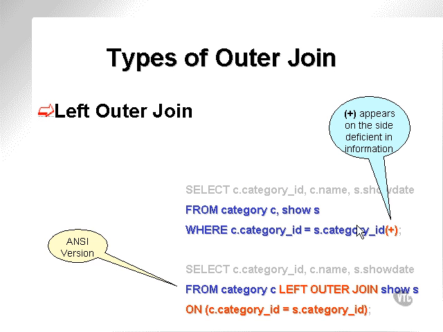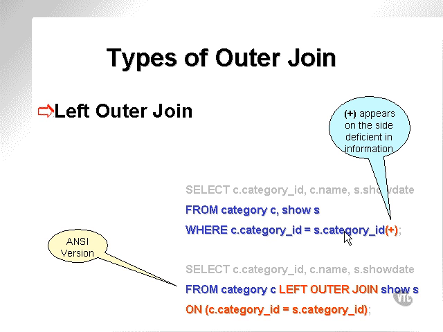Here we have two examples of left outer joins. The first one is the Oracle proprietary format, and the second one is the ANSI standard format. As you can see, the Oracle format has a little plus sign in parentheses. This plus sign will always appear on the side deficient in information. What this means is that I have more categories than I have shows, and the shows do not use all the categories. Therefore, I have some categories without shows. So the left outer join would actually pull all the categories regardless of whether they had a show or not. The same applies to the ANSI format.